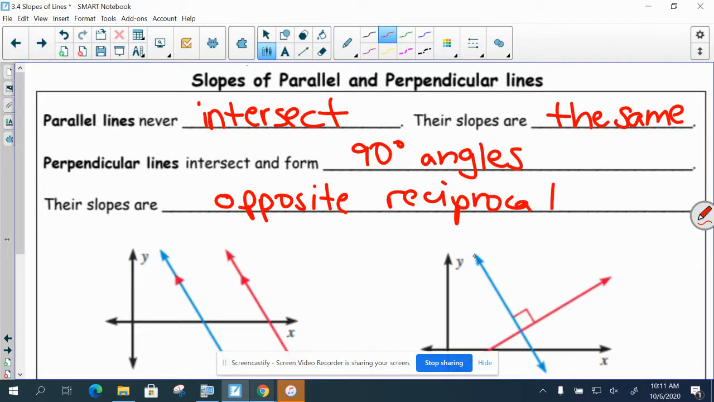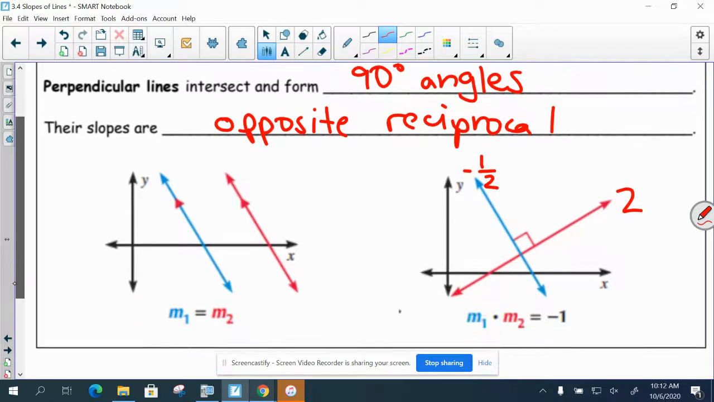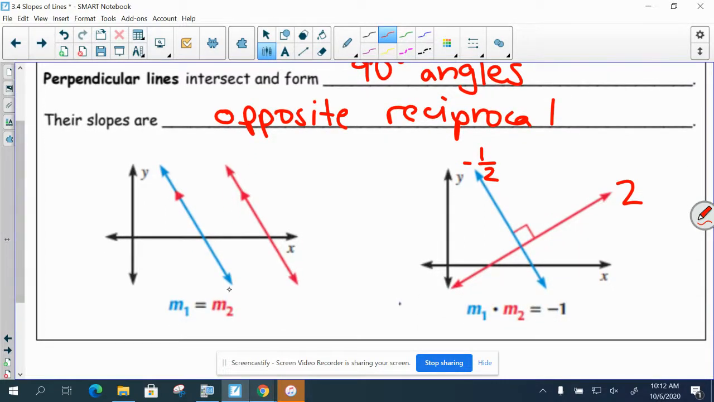So if the slope of this line is negative 1/2, then the slope of the red line is positive 2. Actually, I feel like from this it'd be the opposite, this would be negative 2 and this would be positive 1/2. But it's just a diagram. So also, here's a little interesting thing. So for parallel lines, the slopes are equal, so M1 is equal to M2. But for perpendicular, we have this M1 times M2 is equal to negative 1.